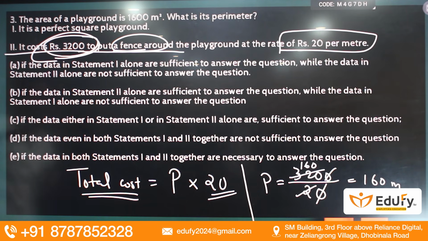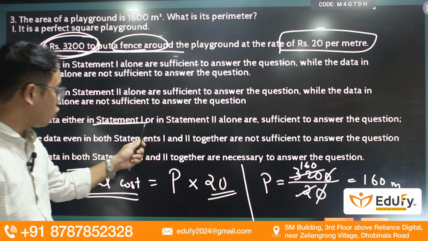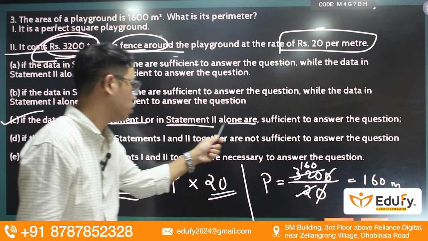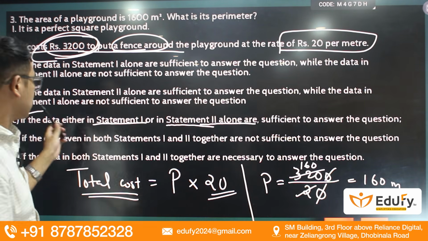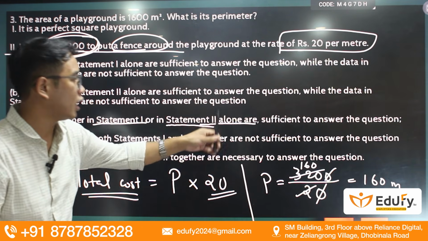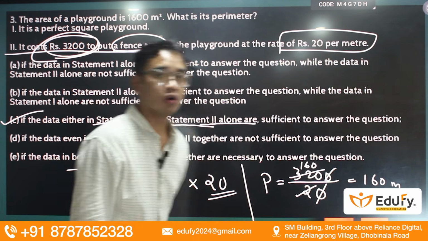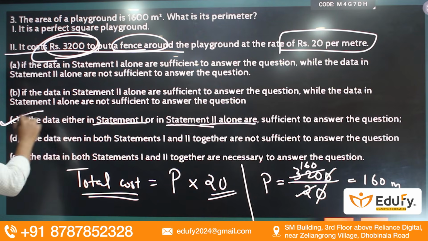That means in my options I have to check where they say that statement 1 alone or statement 2 alone is sufficient to answer. If you check option C, it says statement 1 or statement 2 alone. That means both of them can separately answer your question. So that's why statement 1 or statement 2 alone are sufficient to answer your question. So option C will be your answer.